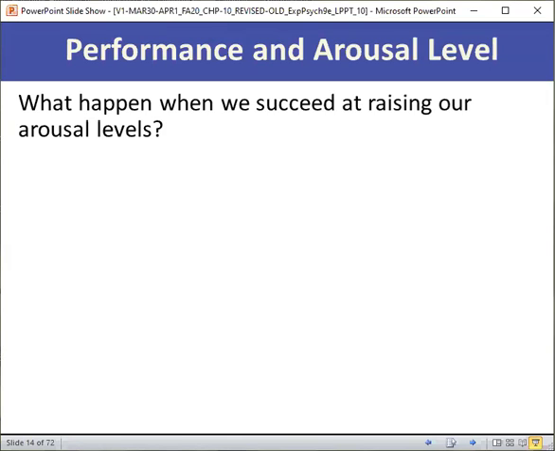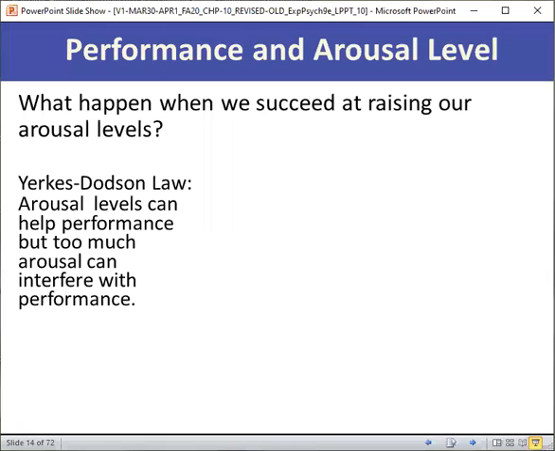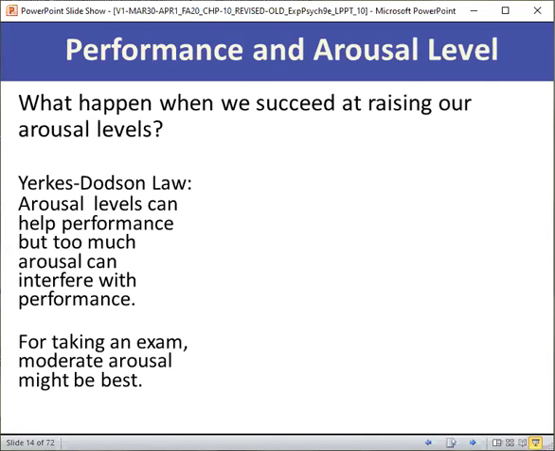That could be an indication that you need a little bit more activity to feel comfortable, where some of you may turn stuff off to get comfortable. So we have these individual differences of what your arousal level should be. But what happens when we succeed at raising our arousal levels? Well, there's something called the Yerkes-Dodson law. Arousal levels can help performance, but too much arousal can interfere with performance. For taking an exam, usually a moderate arousal might be best.